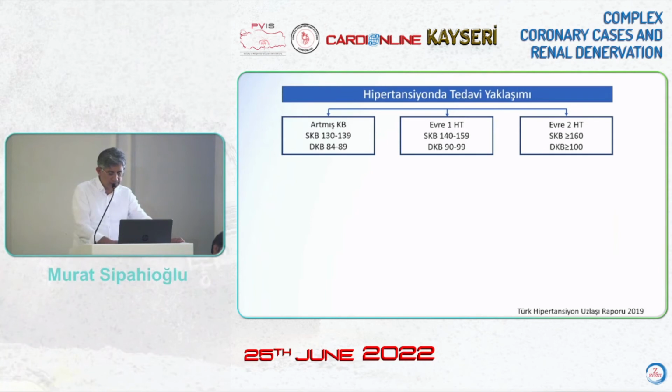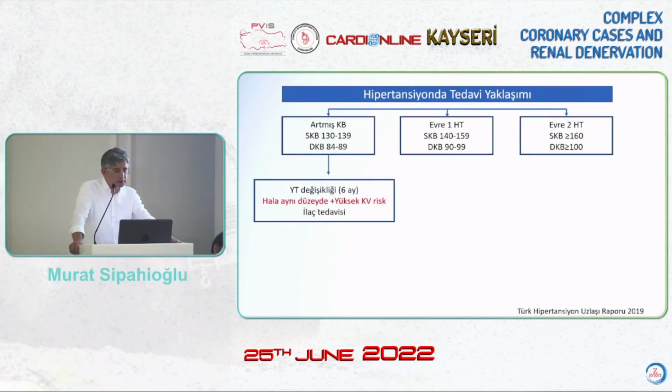In hypertension, when we look at the medical pharmacologic treatment and approach, we can say that this is increased blood pressure if this is 130 and 84 to 89. There are lifestyle changes in the 6 months. If there is a higher cardiovascular risk for this patient, medical treatment can be recommended to this patient.